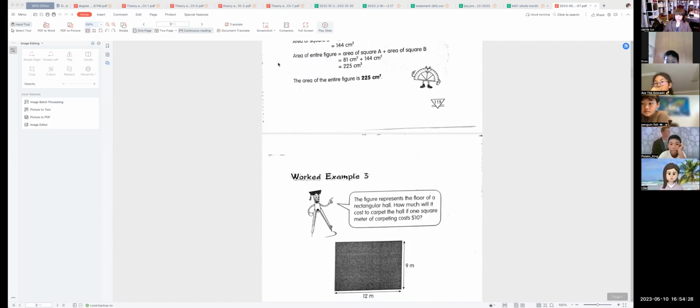So let's take a look at this one. The figure represents the floor of a rectangular hall. How much would it cost to carpet the hall if 1 square meter of carpet costs $10? So what does a square meter mean? It's like 1 meter square, okay? Okay, everybody, your turn.